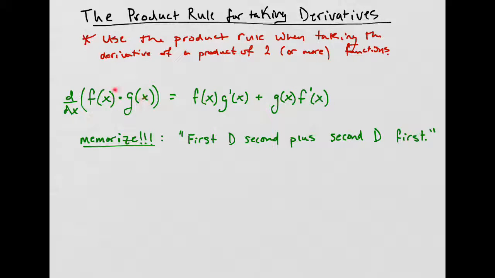All right, so this is the way that I think about it. If you have a product of two functions and you're taking the derivative, then it's first d second plus second d first. Those are the words that I remember. You write down the first function exactly how it is, then you take the derivative of the second and multiply those two. Then plus, you take the second function exactly how it is, and multiply it by the derivative of the first function. So it's first d second plus second d first.